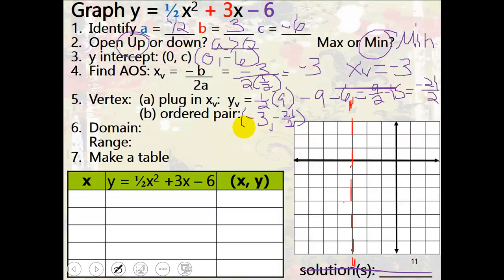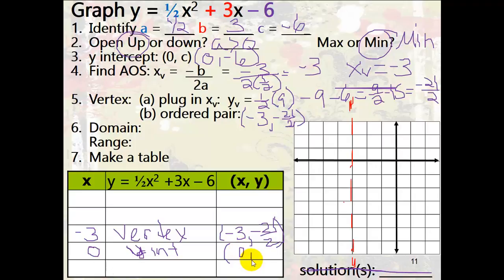And I'm going to go ahead and put that in my table right now. Negative 3, just label this vertex. You get negative 3, negative 21 over 2. There we go. And now I'm going to put in my y-intercept, 0. I'm going to label that y-intercept. So I get 0, negative 6.